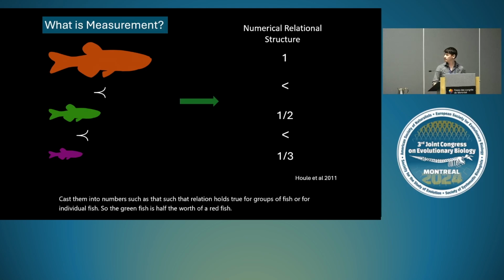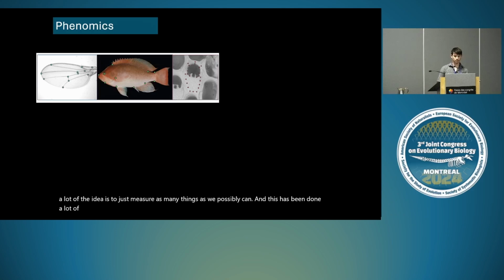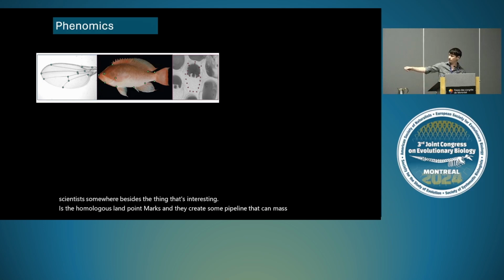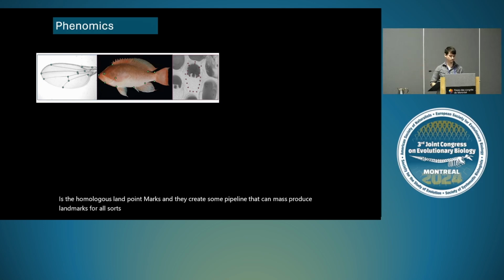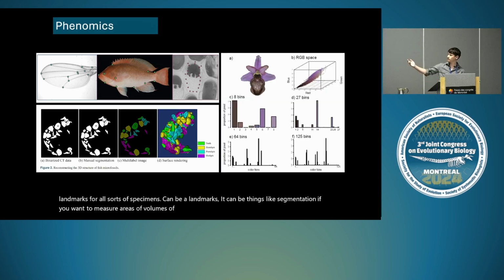Now, over the past couple of decades, there's been this phenomics movement where a lot of the idea is to just measure as many things as we possibly can. And this has been done in a lot of ways. For example, we might want to measure landmarks. So some scientist decides the thing that's interesting is these homologous landmarks, and they create some pipeline that can mass produce landmarks for all sorts of specimens. It can be landmarks, it can be things like segmentation if you want to measure areas or volumes of surfaces, or things like color patterns.